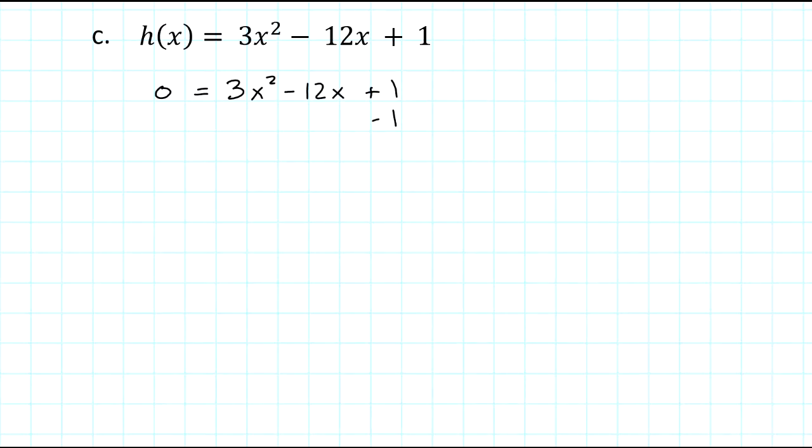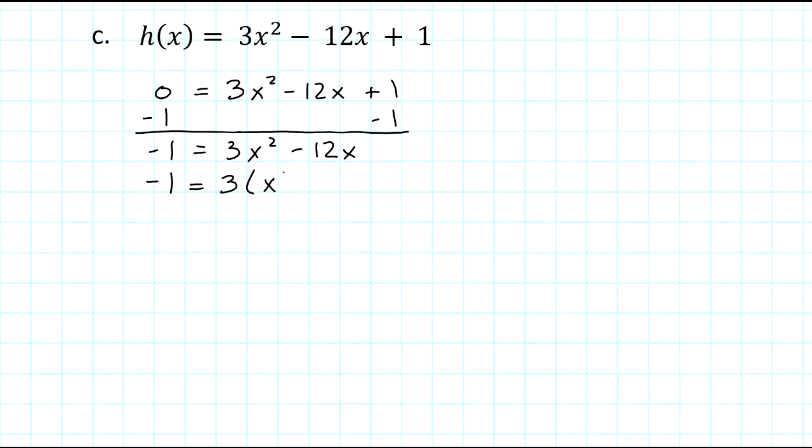We can subtract the 1 over to the other side. So negative 1 equals 3x squared minus 12x. And then we'll factor the 3 off of the right side. So negative 1 equals 3 parentheses x squared minus 4x. And then we'll divide the 3 off of both sides.